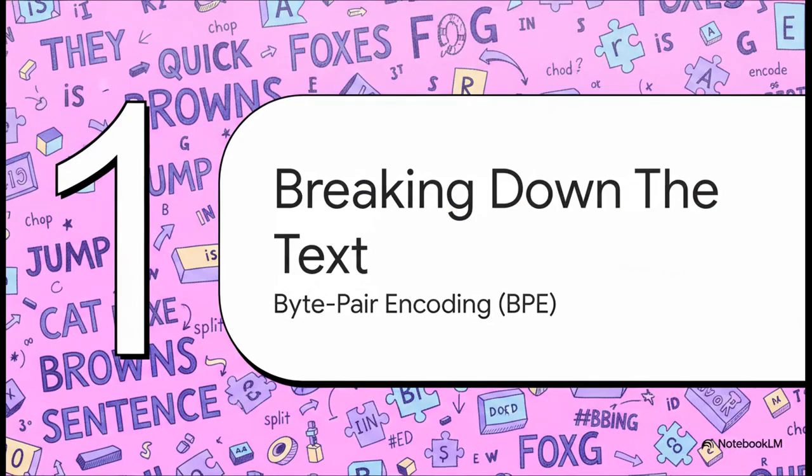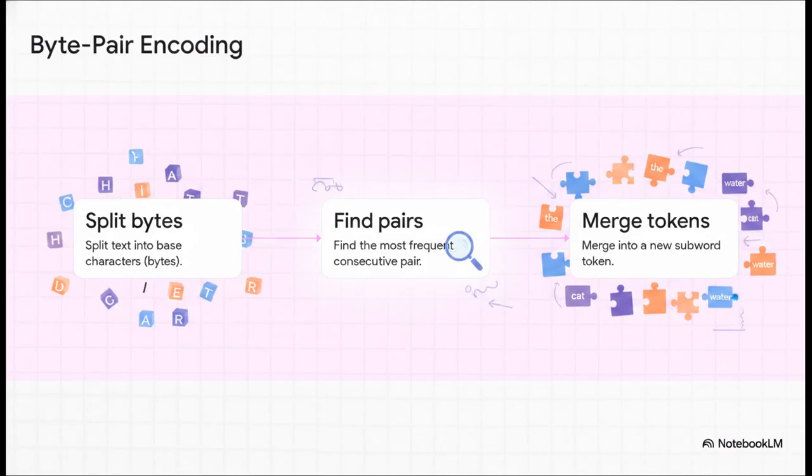Starting off with section 1, breaking down the text through byte pair encoding, or BPE. So the very first thing to realize here is that AI doesn't read words like we do. Actually, it has to chop human language up into tiny pieces first. Think of this algorithm kind of like snapping puzzle pieces together to build a vocabulary.